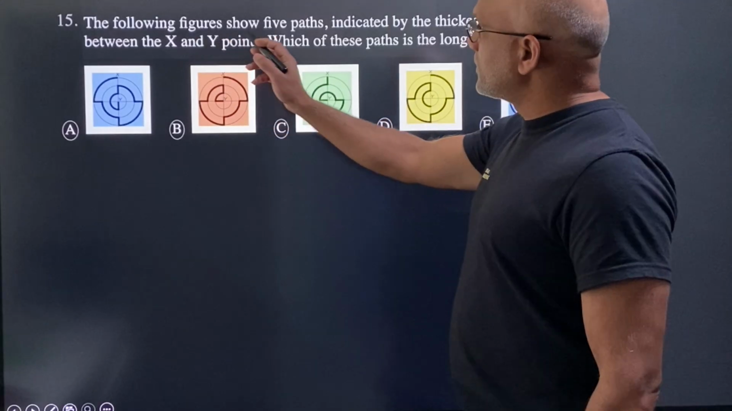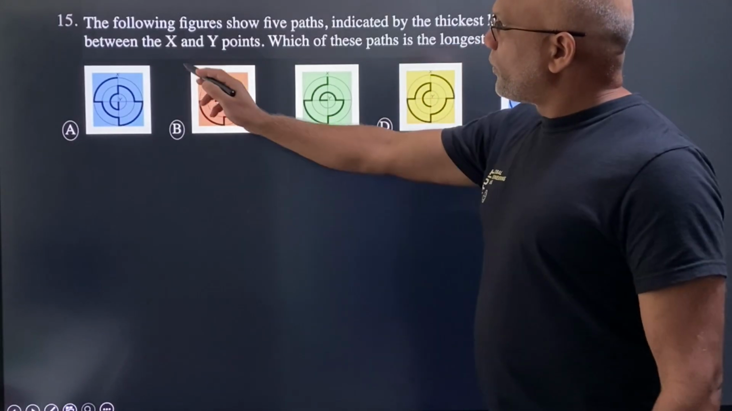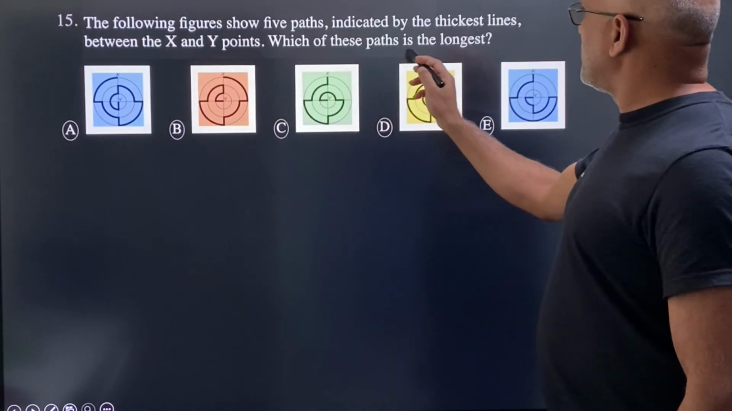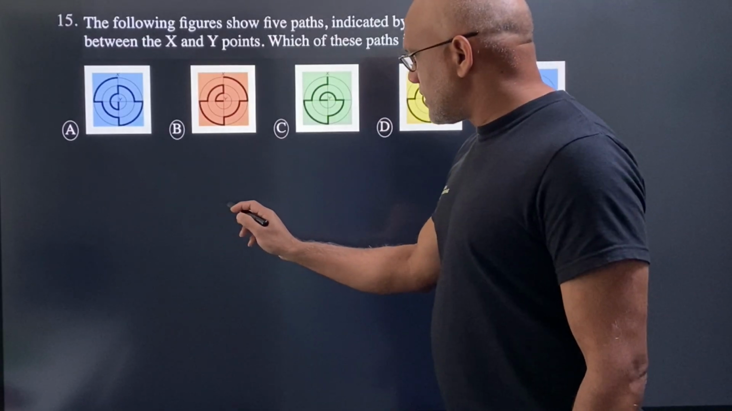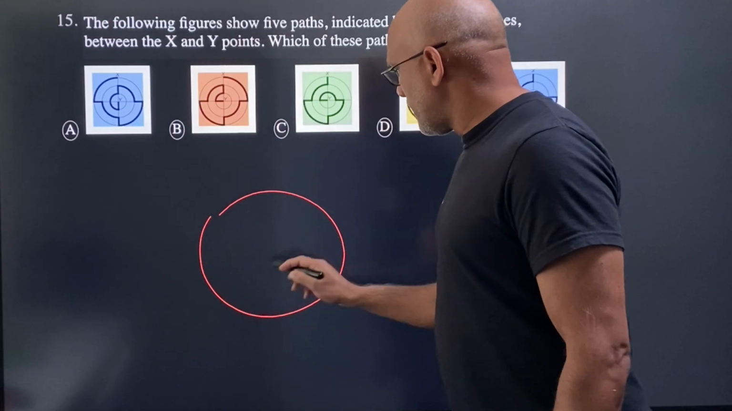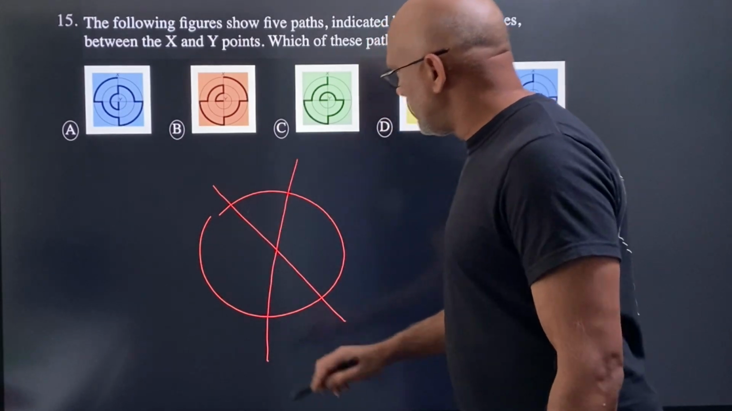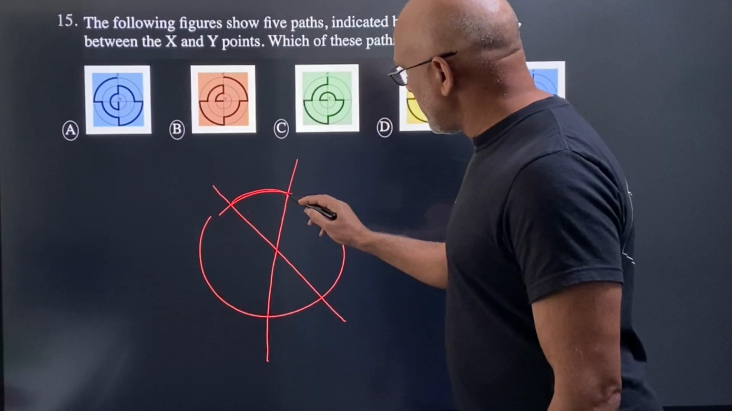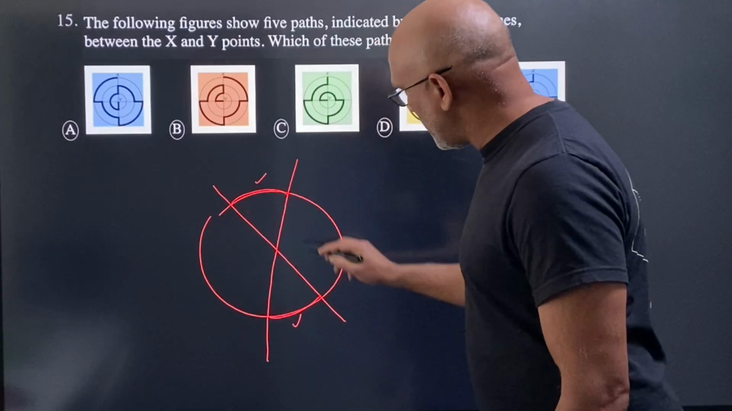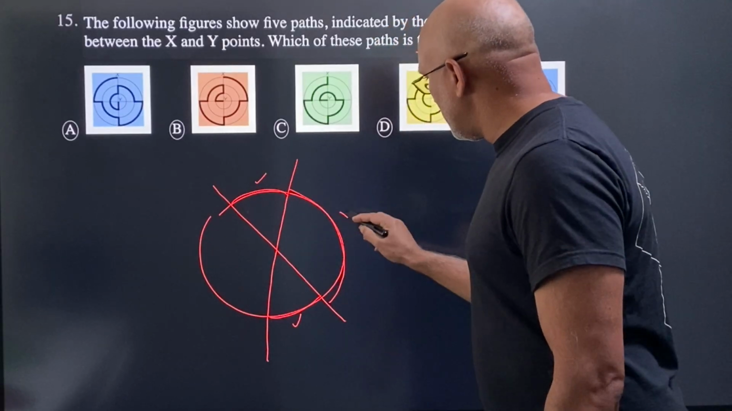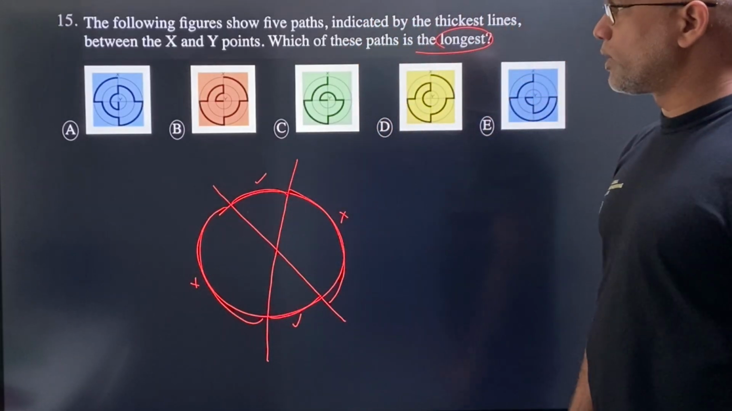The following figures show 5 paths indicated by the thick lines as shown here between x and y points. Which of the paths is the longest? Alright, so the key to notice here is that if I have a circle and if I draw 2 lines passing through the center, this length is going to be same as this length, and this length here is going to be same as this length here. Okay, so that is something to keep in mind.